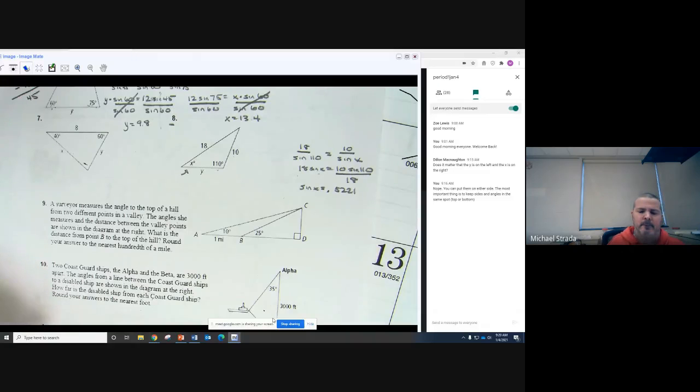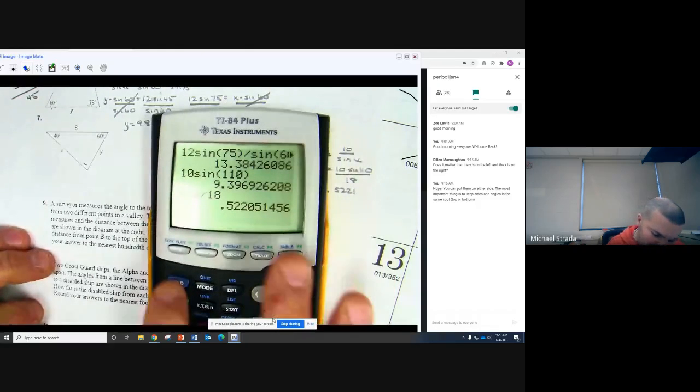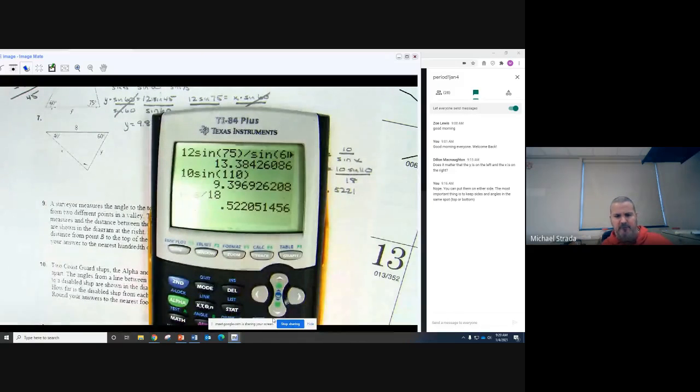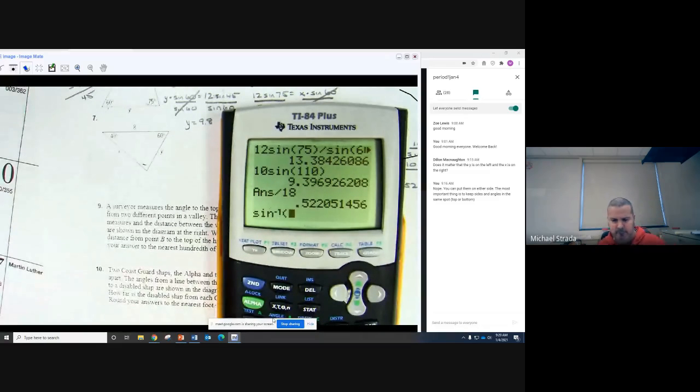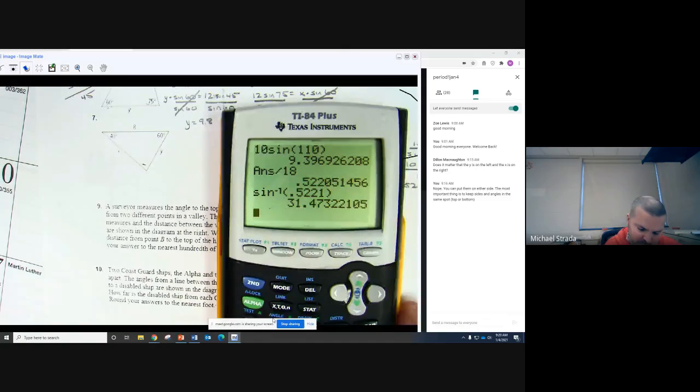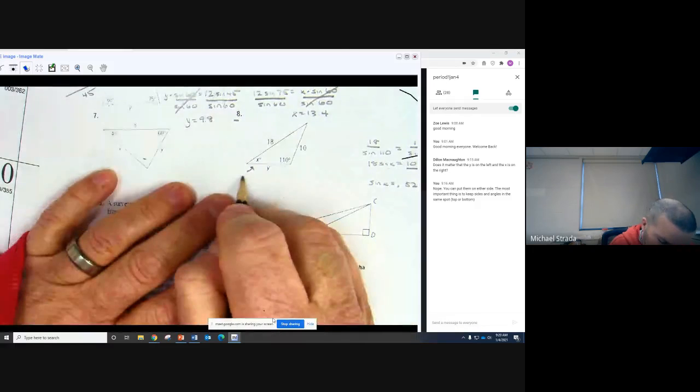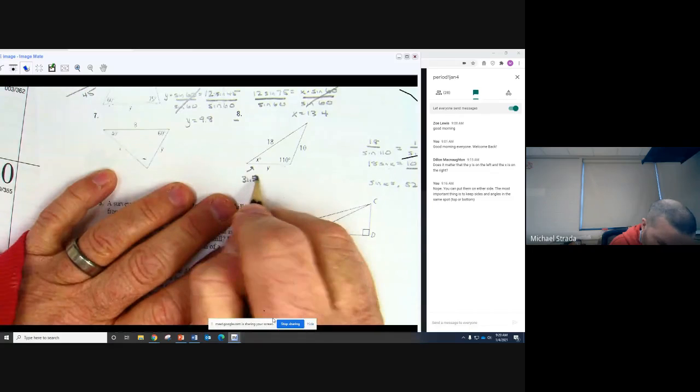I'm going to go back to my calculator. I'm going to hit the second button first since I'm finding an angle. I'm using sine, so 0.5221. And it gives me an angle of 31.47, which rounds up to 31.5. So x is 31.5.